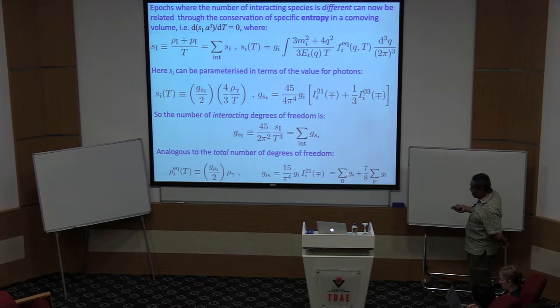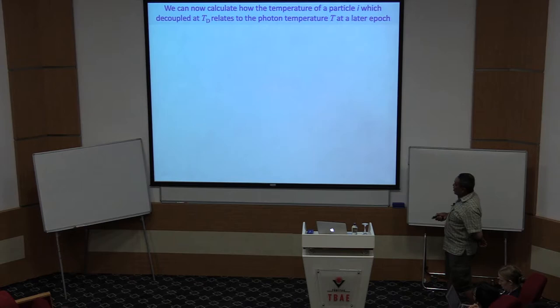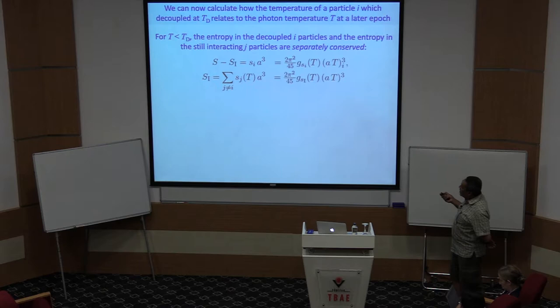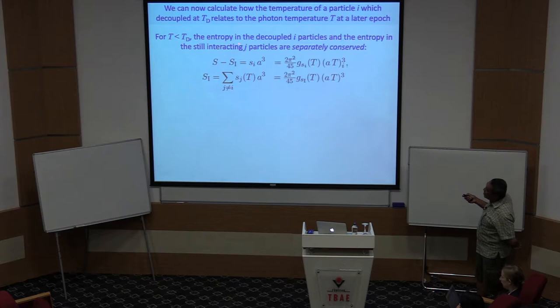So now we can do an exercise. We can calculate how the temperature of a particle which decoupled at some temperature, T_D, relates to the photon temperature at later times. So at T less than T_D, the entropy in the decoupled particles and the entropy in the still interacting J particles, which are the others, are separately conserved.